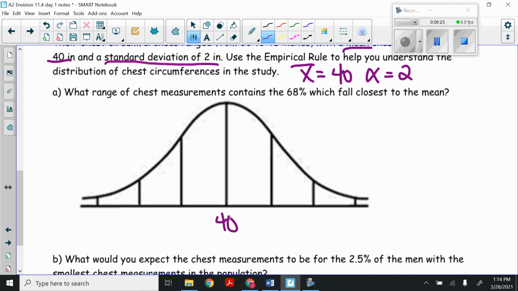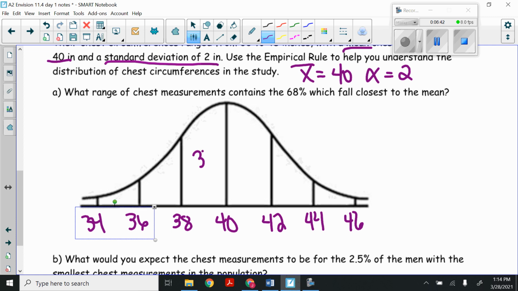I'm going to add 2 to that. So 40 plus 2 gives me 42 is my next section. Add 2 again, I get 44. Add 2 again, I get 46. I go back to my mean, and I want to subtract 2 each time. So this gets me 38, 36, and 34.